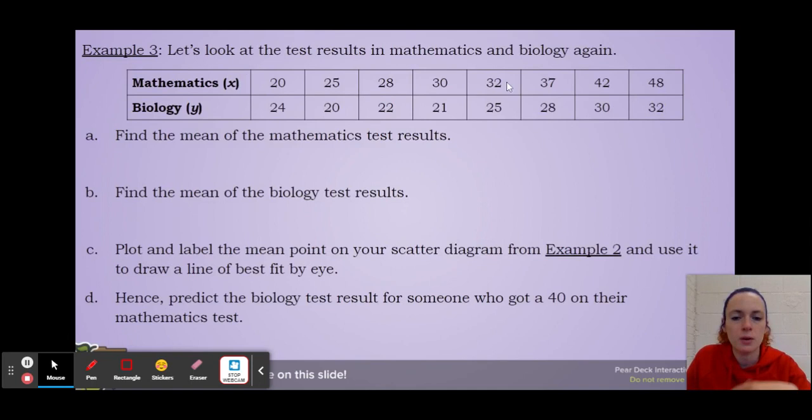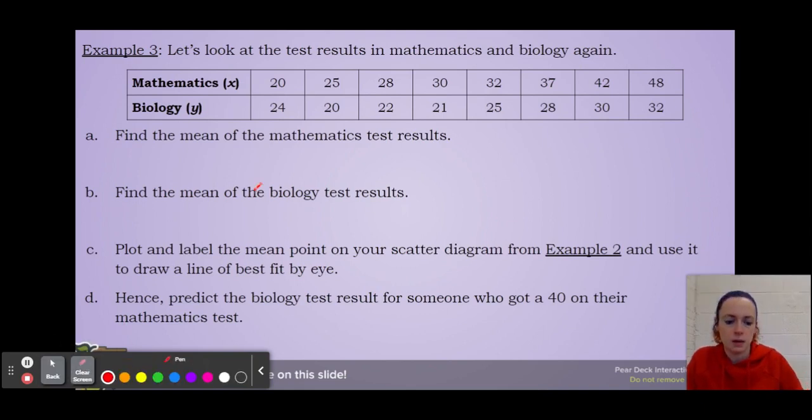All right, so in example 3, we're going to keep with our math and biology test results, and we're first being asked to find the mean of the mathematics results. Adding up all 8 of my math tests and dividing by 8, I get that my mean, which because this was my x value, I'll say x with the bar on top, is about 32.75. My mean of my biology test results, again adding them up and dividing by 8, since this is my y value, I'm going to call this y with the bar on top, or the mean of the y values, so 25.25.